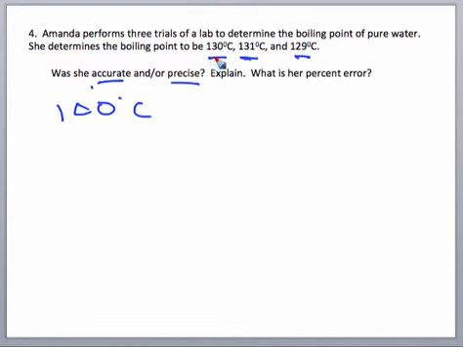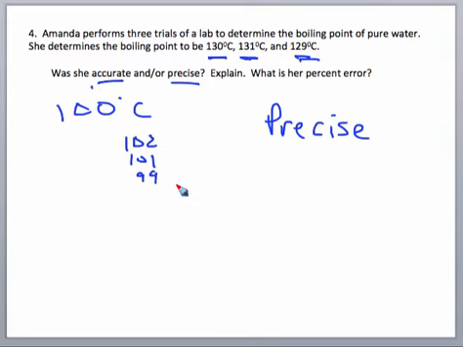As you can see, these data points are pretty close to one another, so we're going to say they're precise, but they are certainly not accurate. That 130 is pretty far away from 100. If we had gotten like 102, 101, and say 99, those would be precise because they're close to one another, but they would also be accurate because they're close enough to the right answer.